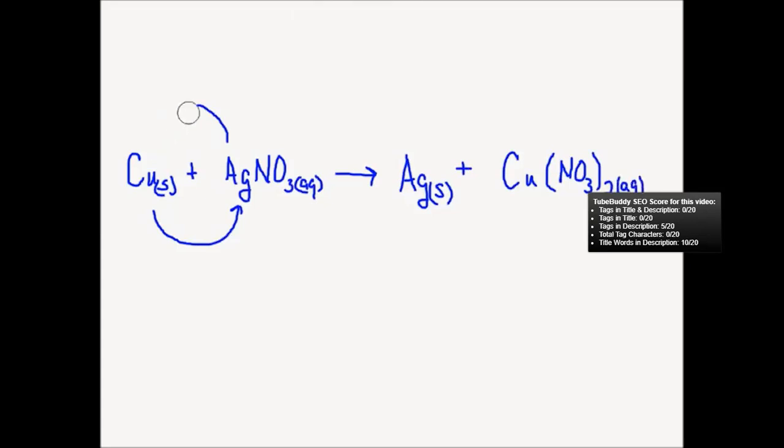This equation isn't balanced because we have 2 nitrate ions on the product side and only 1 nitrate ion on the reactant side in silver nitrate. We'll put a 2 in front of the silver nitrate to balance the nitrate ions. In the process of balancing the nitrate ions, we also generated 2 silver ions, and they'll be balanced by putting a 2 in front of the silver metal. And this equation is now balanced.